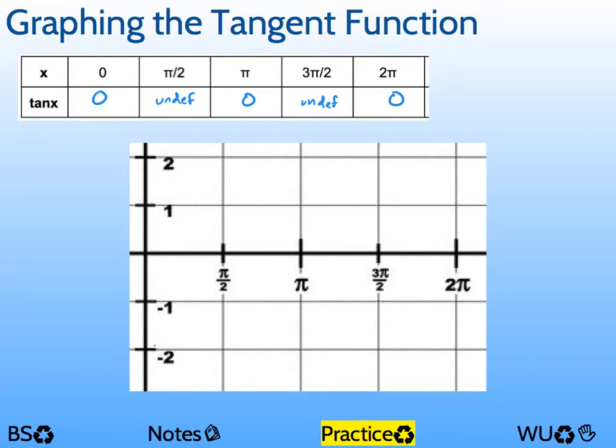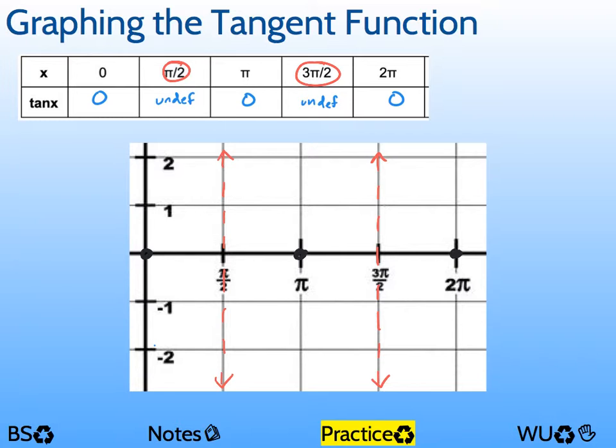Now we're going to graph tangent of x between 0 and 2 pi. The first thing we need to do is figure out where our asymptotes are. Since values are undefined at pi over 2 and 3 pi over 2, that means the vertical asymptotes will go through those. The other points we have are at 0, we're at 0, pi is 0, and 2 pi is 0.